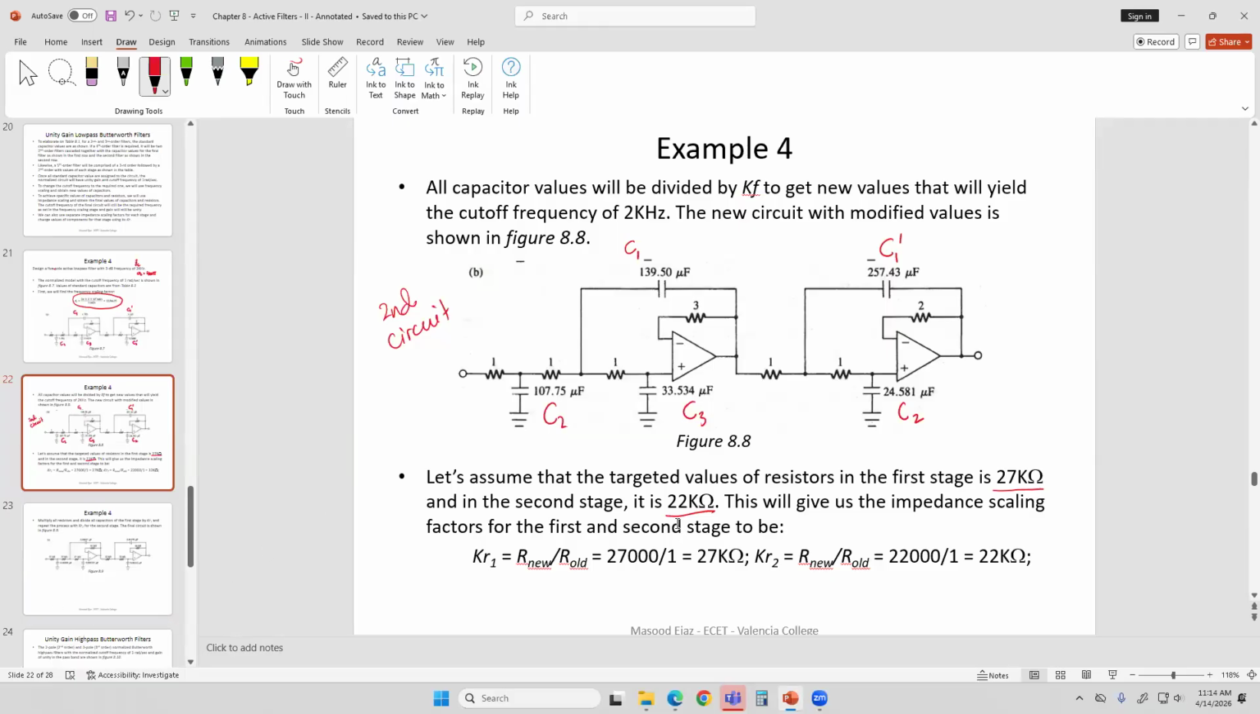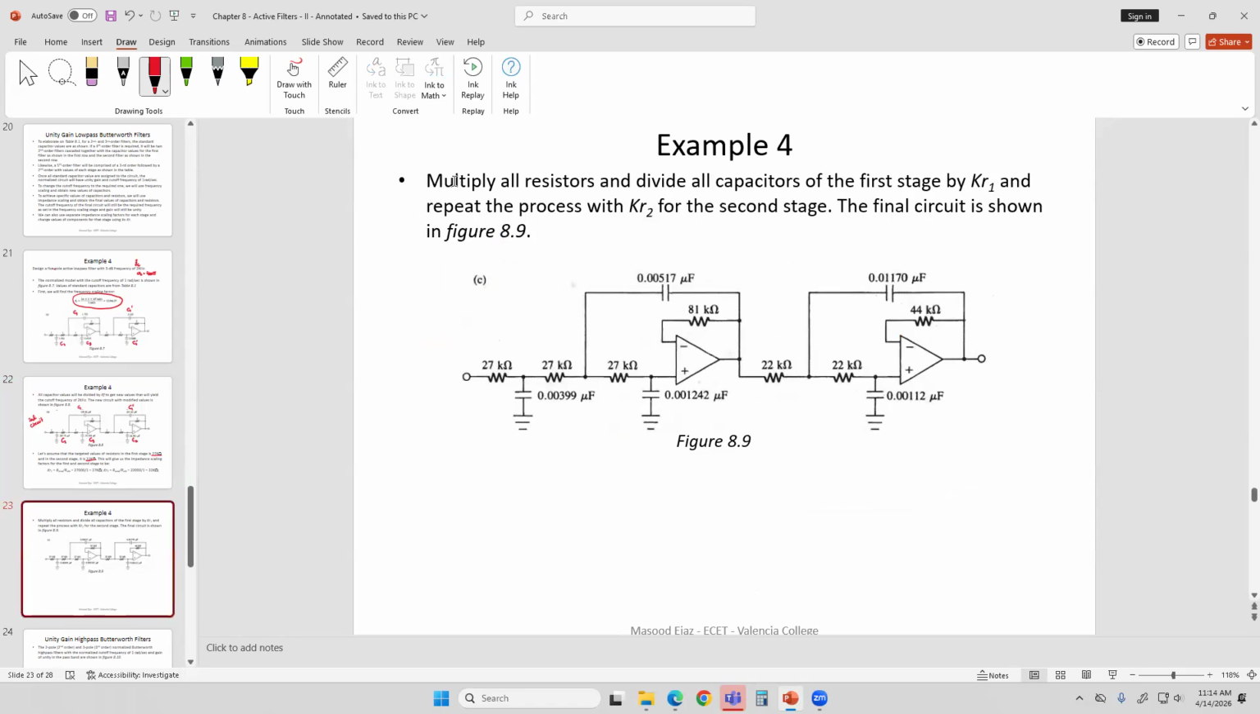Okay, so again, we are targeting resistors. So 27 kilo ohm for the first, and 22 for the second. So for the first, we calculated the impedance scaling factor, the new value of resistor, which is 27, divided by the old value, which is 1. So it's just going to be 27. So all the values of resistor are going to be 27 kilo ohm for the first one. All the values of the resistor, second stage, are going to be 22 kilo ohm. And the factor is going to be 27K and 22K.